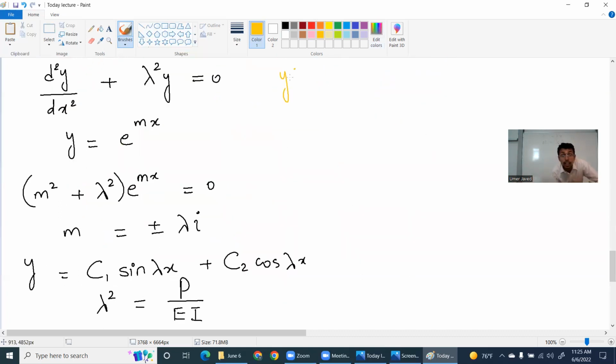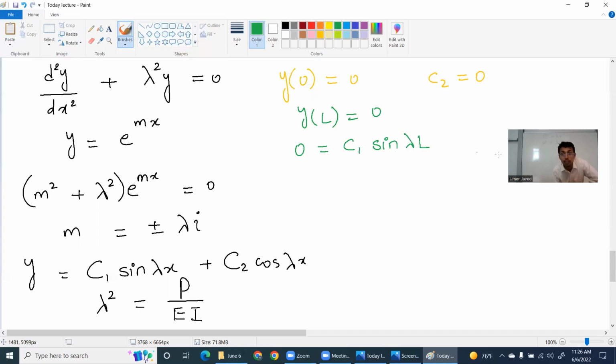Again, derivation I have to go through. So y at 0 is equal to 0. So I get C2 equal to 0, right? Okay. And then y at L equal to 0. So I will get 0 equal to C1 sine of lambda L.